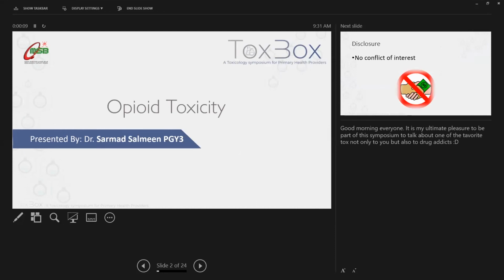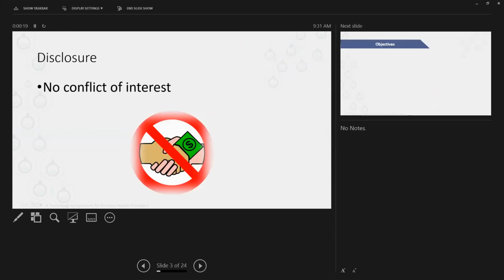So it's my ultimate pleasure to be part of this symposium to talk about one of the favorite tox drugs, not only to you, but also to the drug addict, which is opioid. I have no conflict of interest.